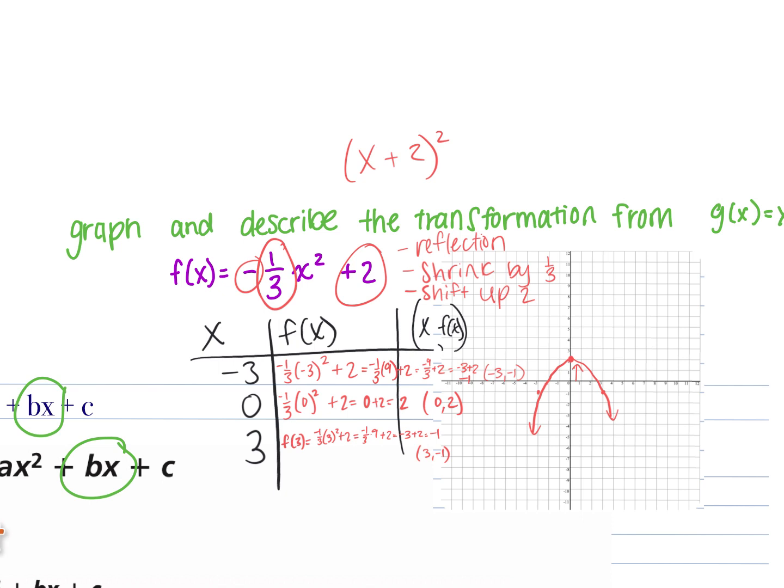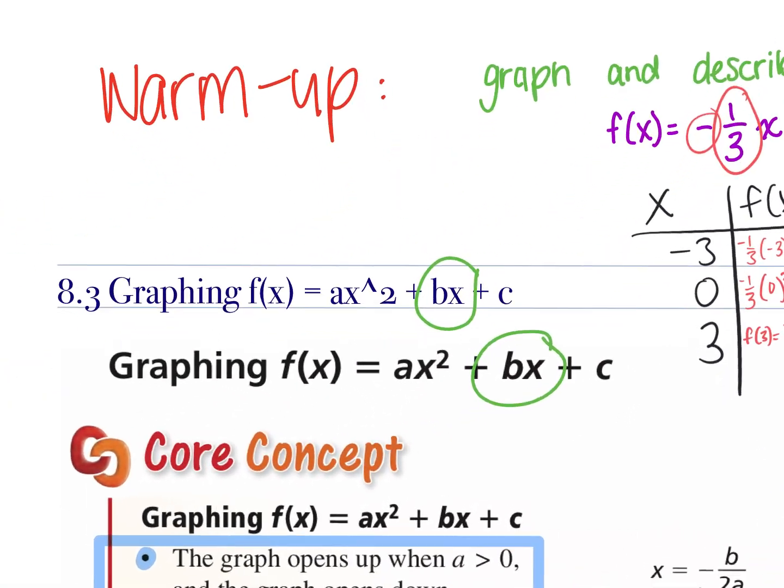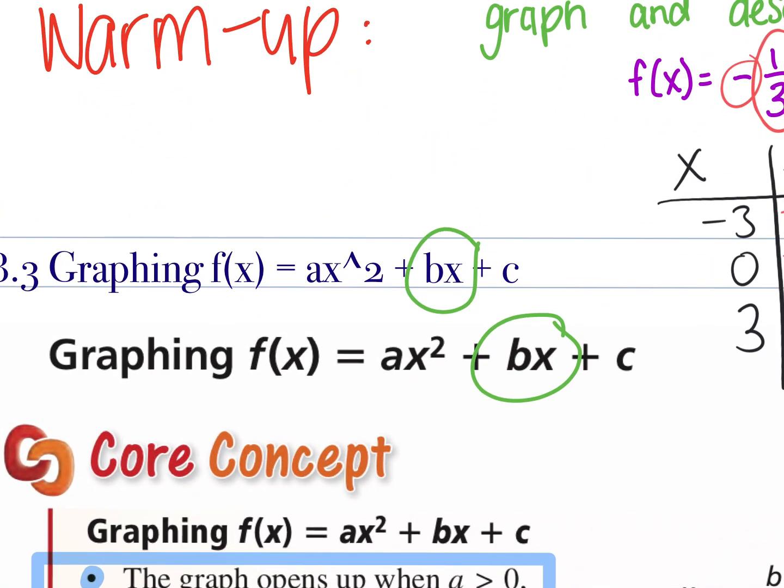Okay, let's pull out our homework from yesterday and go over that. We are now adding in what term? bx. Do you remember when we were factoring, I said you're going to have an a, a b, and a c? We left out b this entire time. Section 8.3 involves that b value.